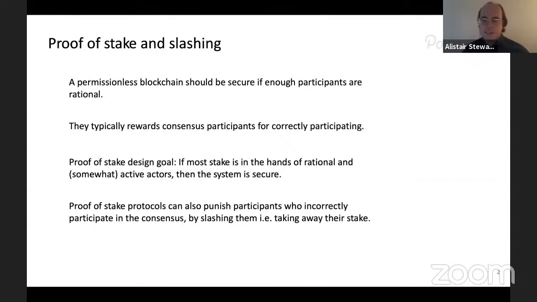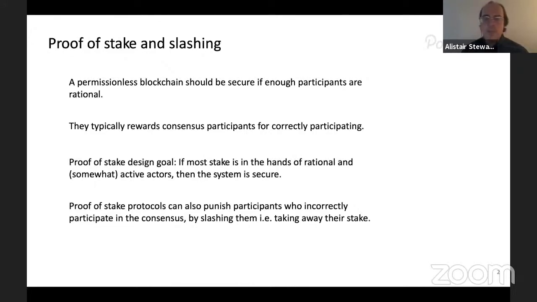We like to argue that permissionless blockchains are secure if enough participants or enough power is rational. The way you'd want to do that is to reward consensus participants for helping secure consensus. In a proof-of-stake system, you want to make the power in consensus proportional to the amount of stake backing it. And then you want to argue in the end that if most stake is in the hands of rational and ideally active people, then the system is secure.